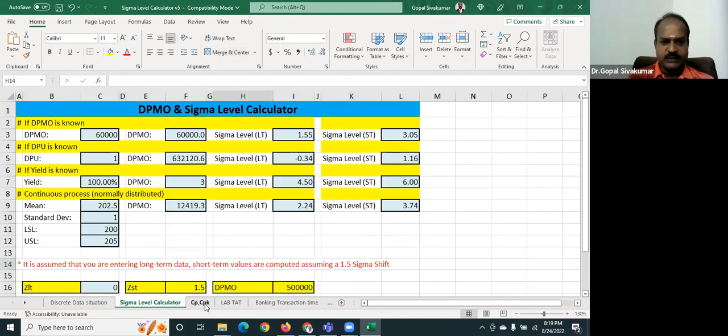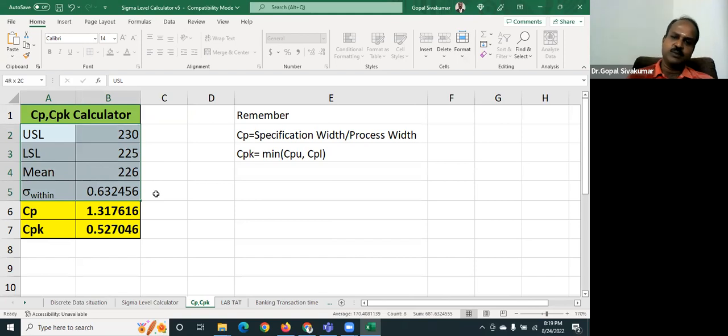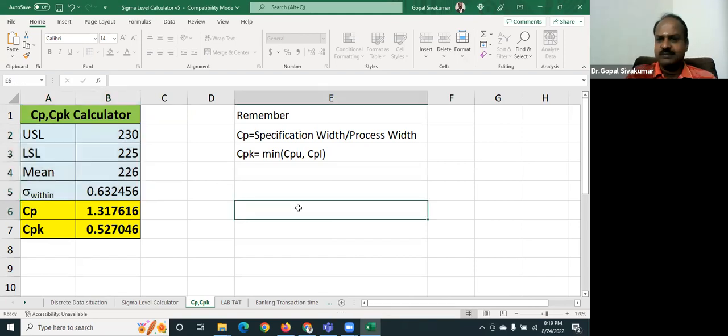Now, going to CP, CPK. In order to calculate CP, CPK, what is required? The same thing: USL, LSL, mean and standard deviation. When you give USL, LSL, mean and standard deviation, CP, CPK will come. This is what I want all of you to know. This is a very simple format. You can use this format or the format given by Dr. RK. Both will give the same reading only.